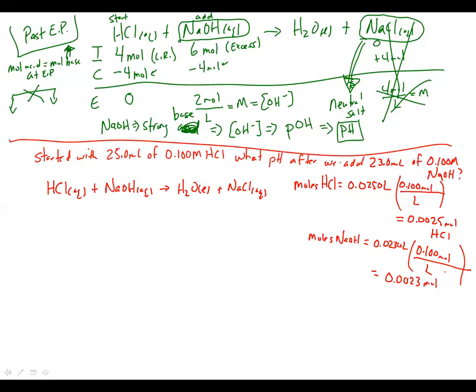Any questions on that calculation? So again, we definitely want to make sure, usually in any titration situation, when we're doing an actual part where we're adding, that we do it in moles. So this is going to be our initials when we come to our table. So initially we got 0.0025 moles of our HCl. We got 0.0023 moles of our sodium hydroxide. Again, we have 0 here.